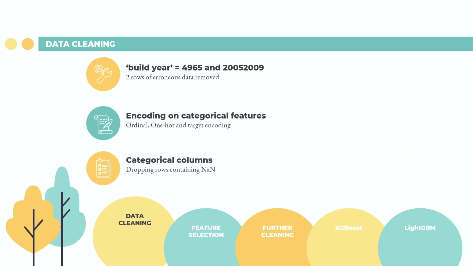Lastly, we also tested dropping rows containing null values for categorical columns. However, the model performed better when such rows were not dropped, so we kept them instead.